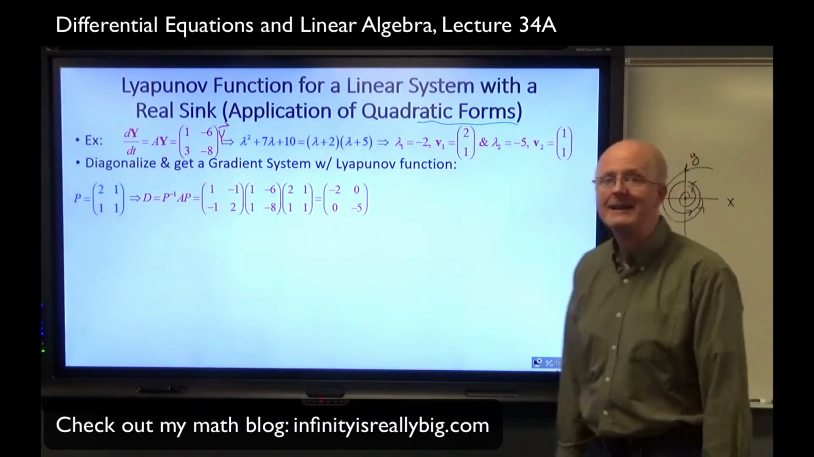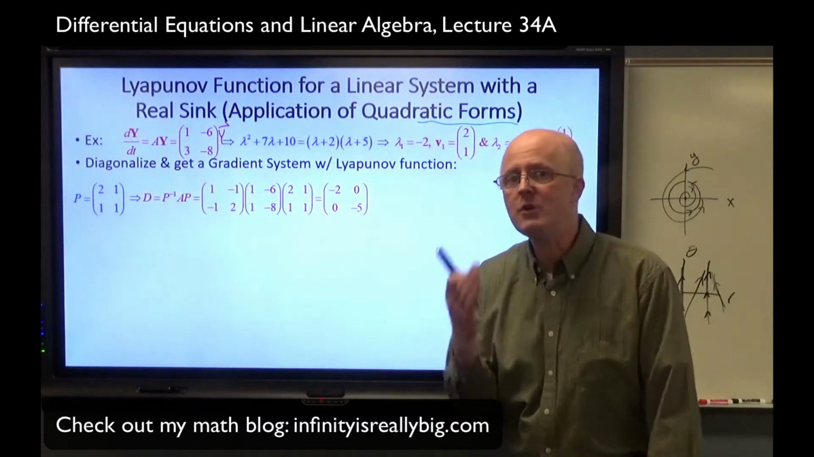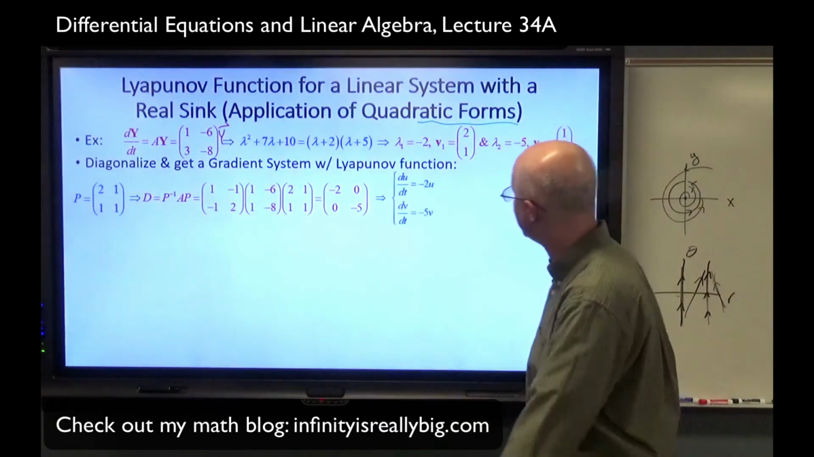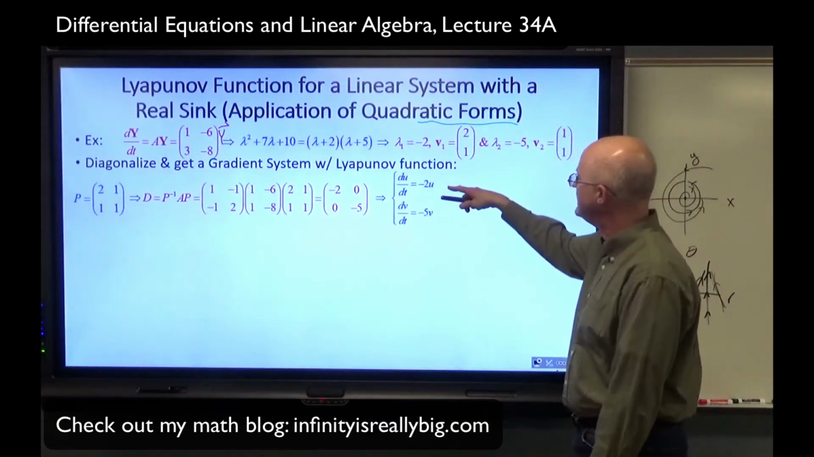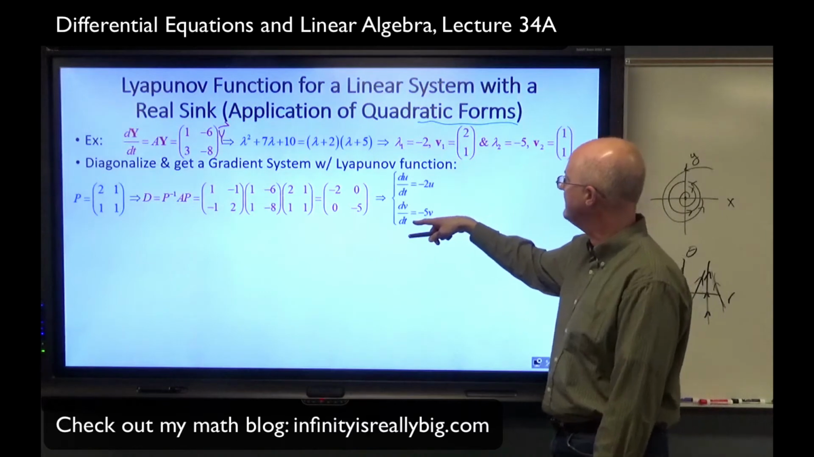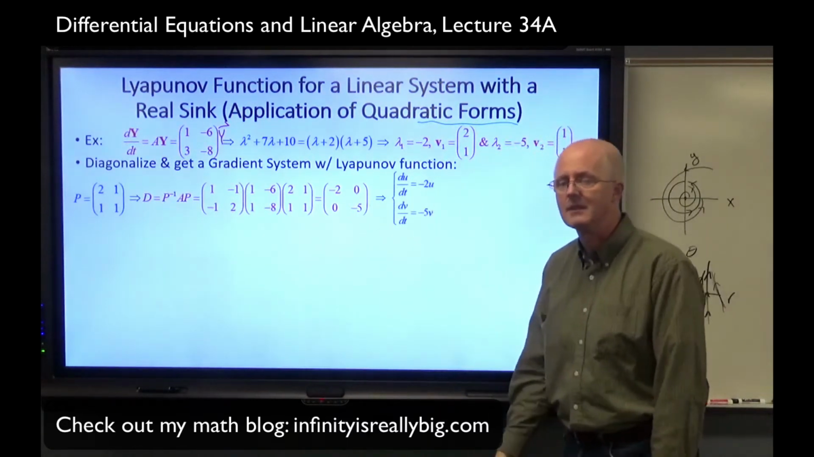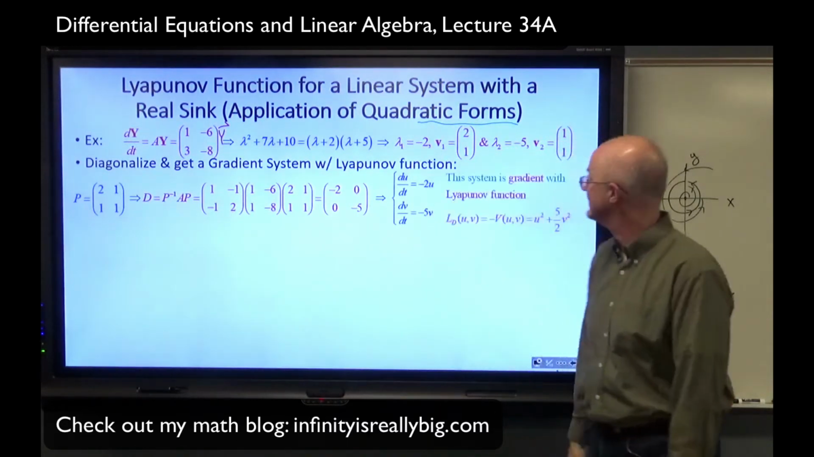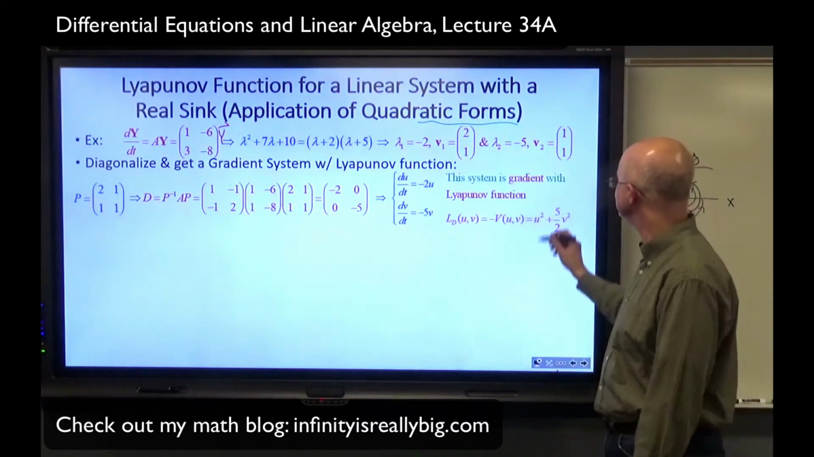The corresponding system in the new UV coordinates, you can write in scalar form like this. du dt is negative 2u, dv dt is negative 5v. You've got a completely decoupled linear system. And that is a gradient system. This system is gradient.